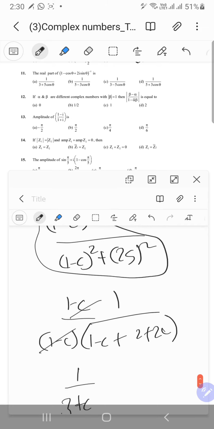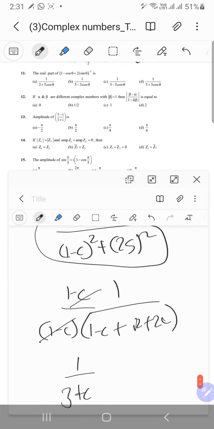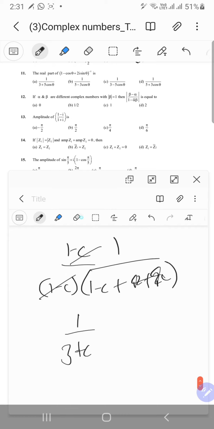Wait, what? Is that the case? Oh no, it should be 4 because 2 squared, so 4 over there. It should be 5 in that case, so 5 plus 3c.